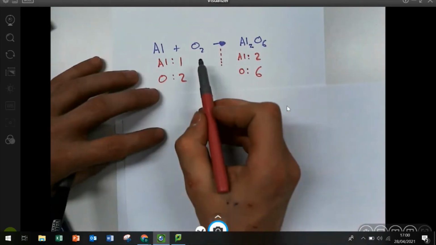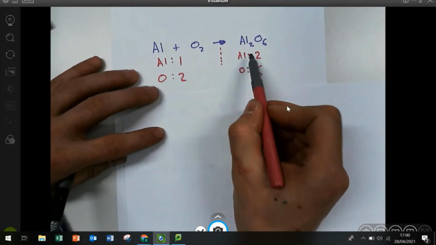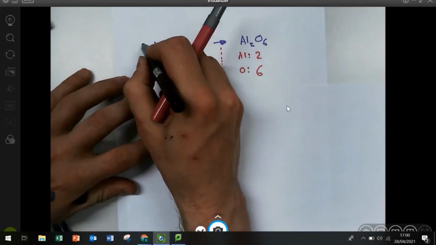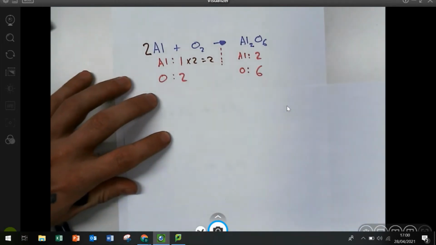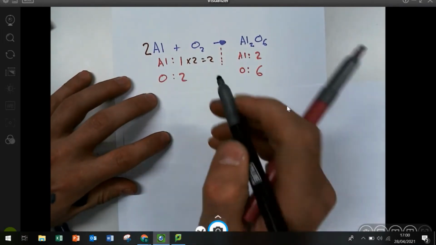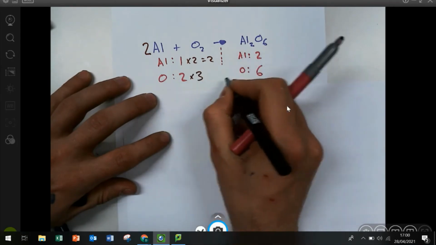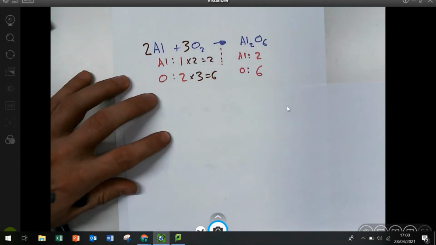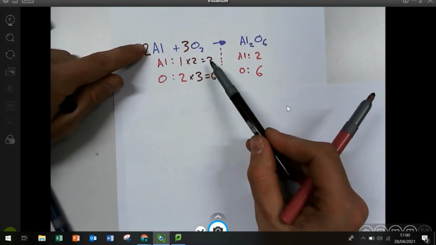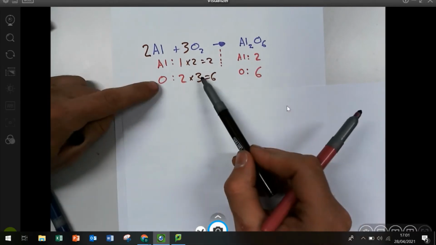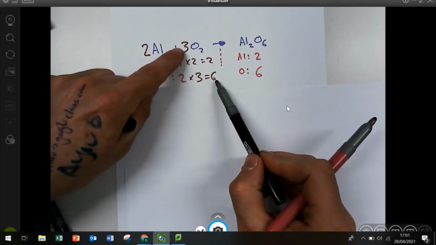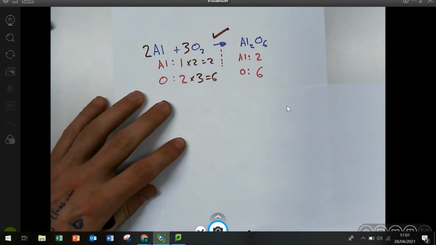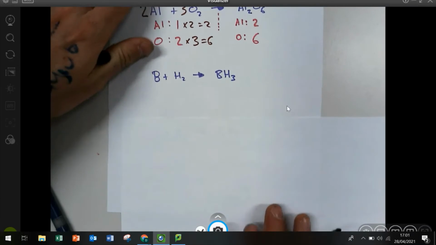So how can we get from 1 aluminium to 2 aluminiums? Well, obviously, we can times that by 2 to get 2, which means I'm going to times that by 2. What about oxygen? How do I get from 2 to 6? Well, I'm going to times that by 3 to get 6, which means I have to put a 3 here. So now we can see we've got 2 aluminium before, 2 aluminium after, 6 oxygen before, and 6 oxygen afterwards. This is now balanced. Let's look at another example.